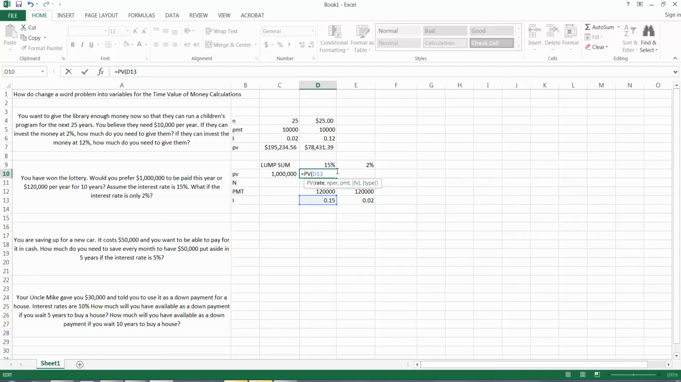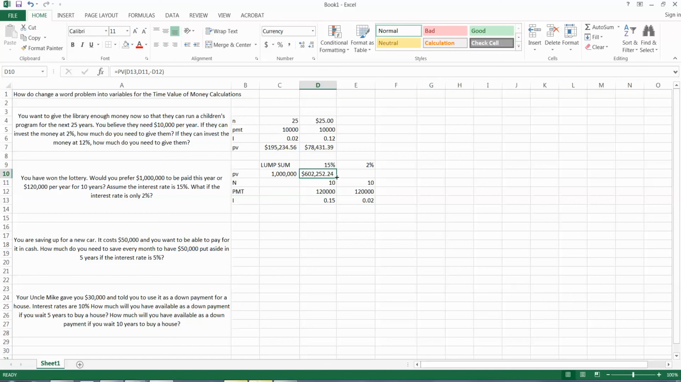Our rate is that, comma, our number of periods, we want to go up here, that's right. Then we pick up our payment as a negative number, negative payment, and the future value is zero, so we just close the parenthesis and hit return. Yep, if interest rates are running 15% and we don't take the money now, we take it over time, it's going to be only worth $602,000 as the present value.